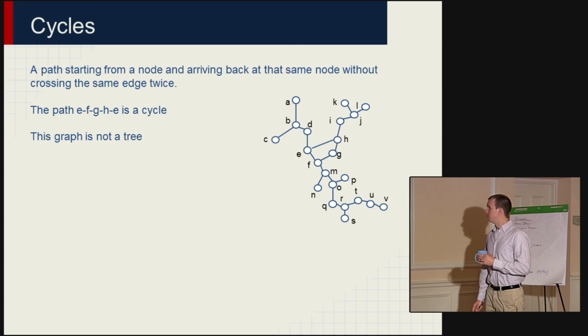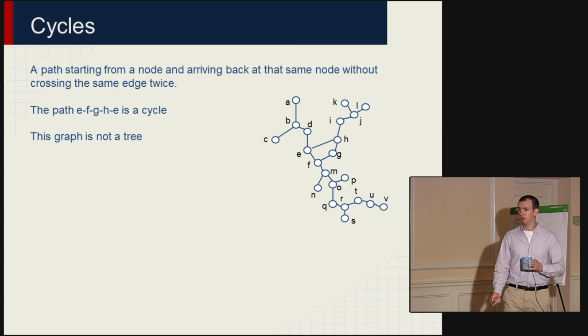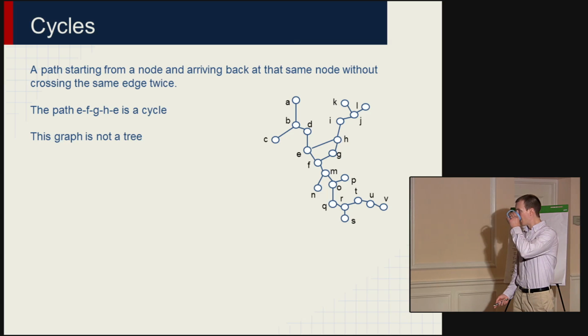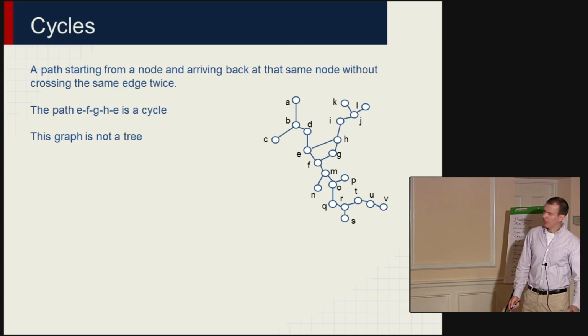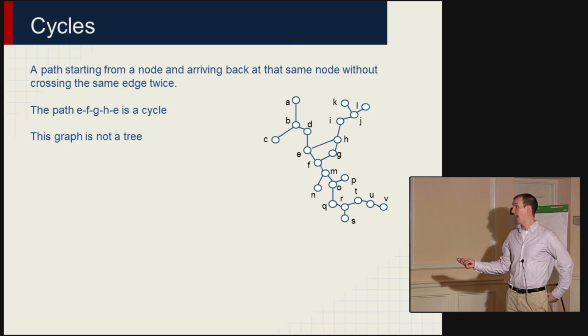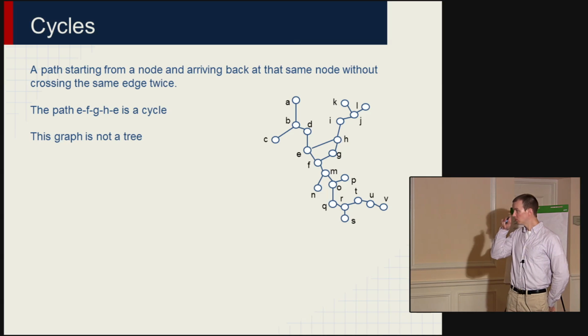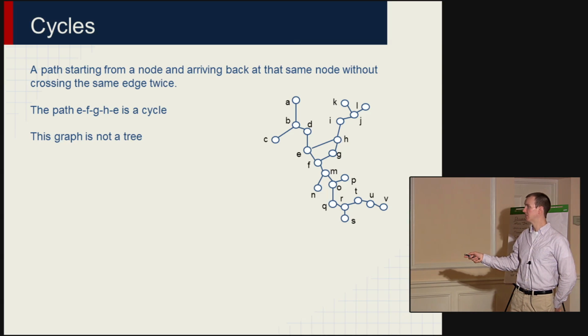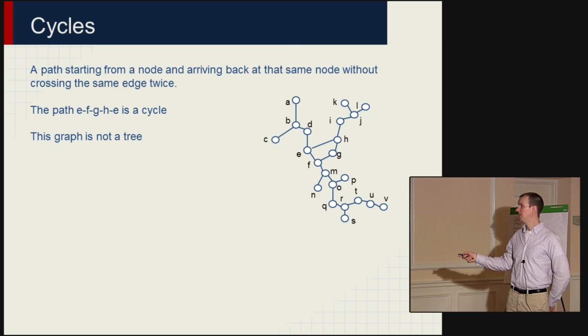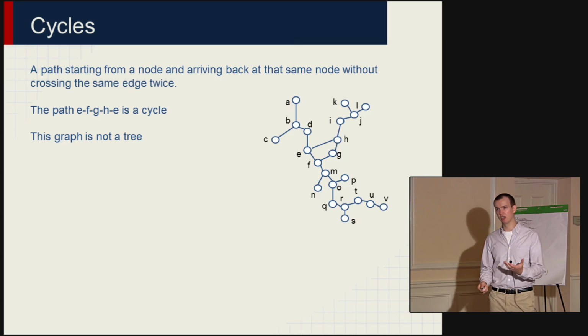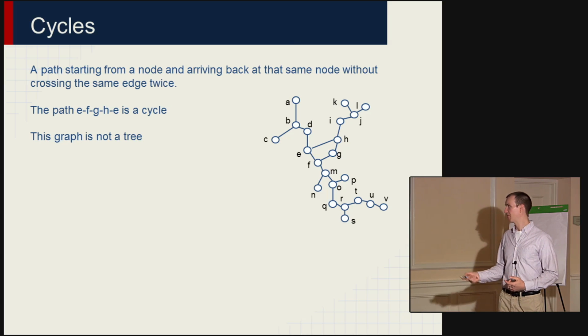Okay, so trees don't have cycles. So what is a cycle? It's a path where you start from one node, and then you can traverse edges without repeating any edge until you get back to where you started. So in this graph, the path EFGHE is a cycle. And the presence of this cycle in the graph means it's not a tree.